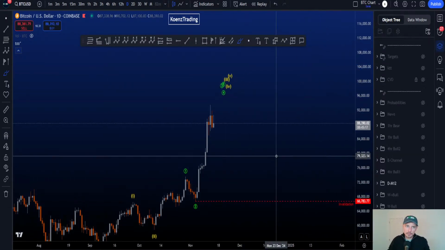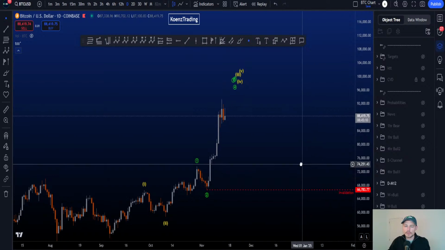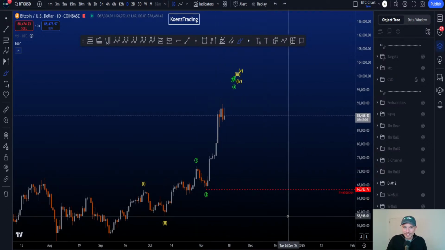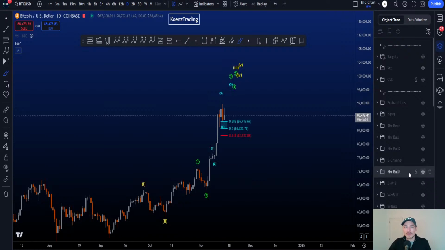But at the moment, in the upcoming weeks, we do not have to think about the end of a bull market. Unless price takes out this low, 66.7K. That would be a problem.